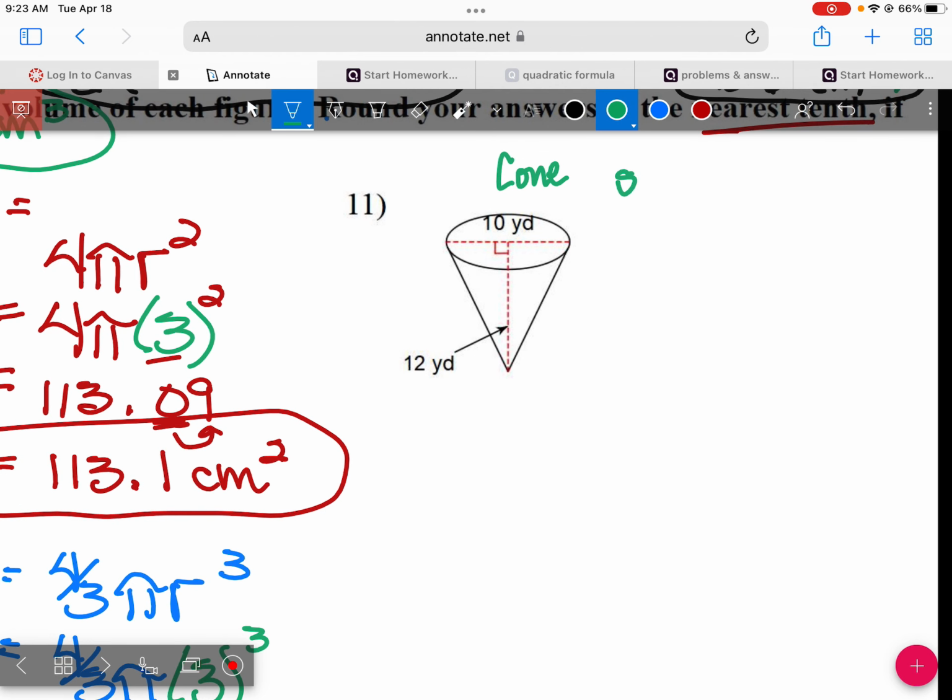Surface area of a cone. We are wrapping it in gift paper, and I don't want any overlapping of paper. Okay? So the bottom part is going to be, if you look at your formula, pi times radius times this cursive L.